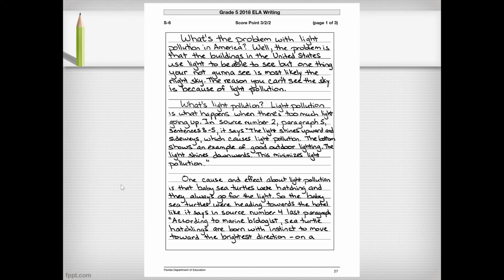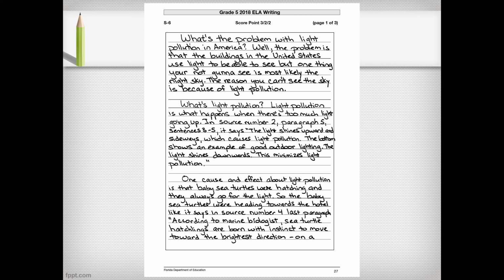What's the problem with light pollution in America? Well, the problem is that the buildings in the United States use light to be able to see, but one thing you're not going to see is most likely the night sky. The reason you can't see the sky is because of light pollution. What's light pollution? Light pollution is what happens when there's too much light going up. In source number 2, paragraph 5, sentences 3 through 5, it says the light shines upward and sideways, which causes light pollution. The bottom shows an example of good outdoor lighting. The light shines downwards. This minimizes light pollution.